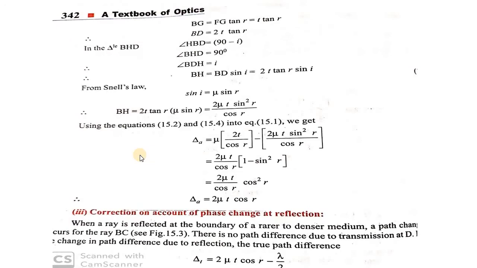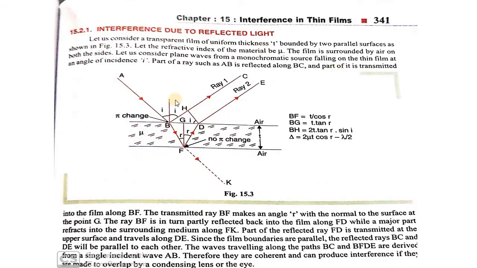We found the path difference between these two rays. The ray which is reflected is BC, and the other reflected ray is DE. The ray AB gets directly reflected as BC. Another part of AB goes in, and we obtain the interference of light BC and DE.